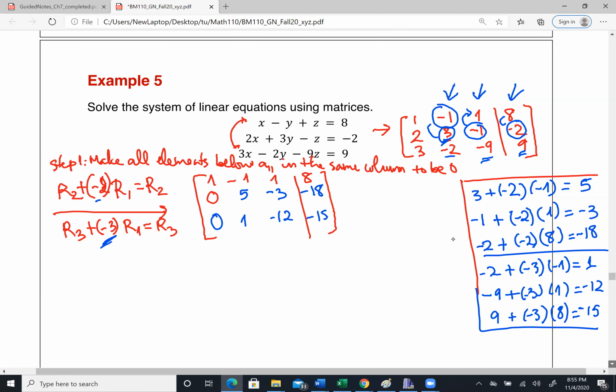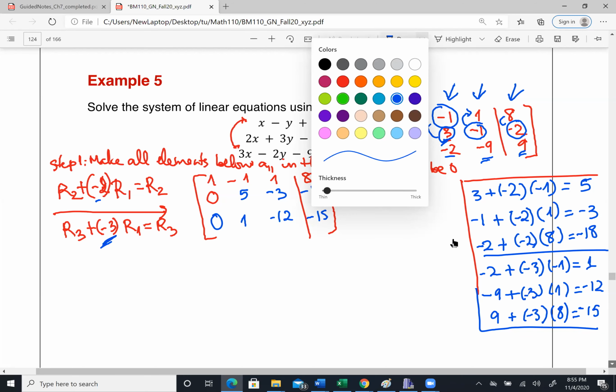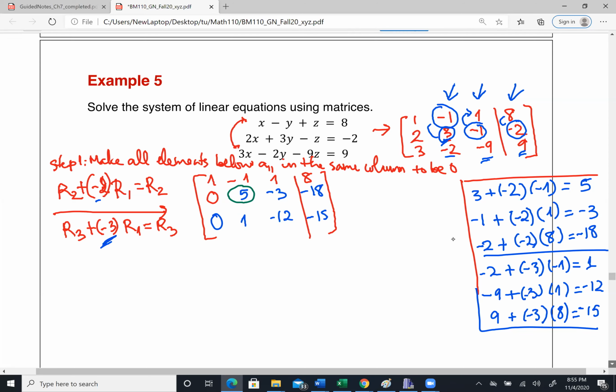Let's check one more time to make sure. Okay, so look, everything looks good. So what's next? Let me use the other color, maybe the green one. Okay, I need to make this, oh, wait. I need to make this one become number 1 because of the leading one for the next row.